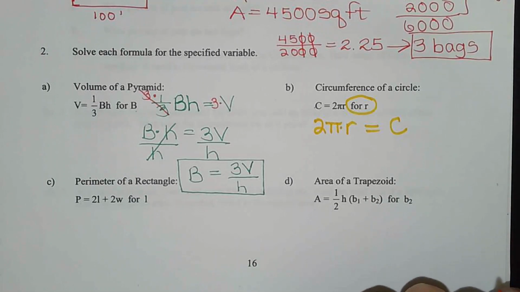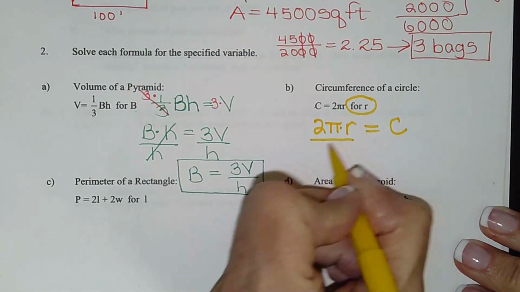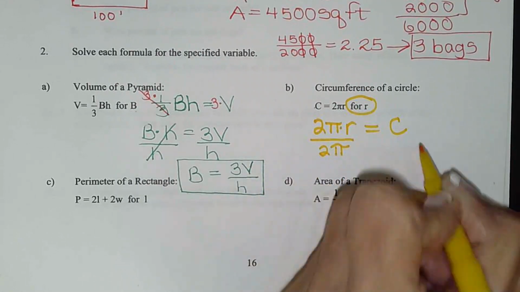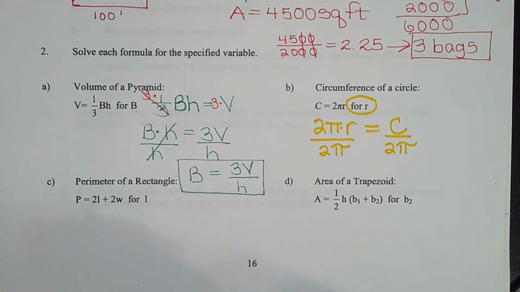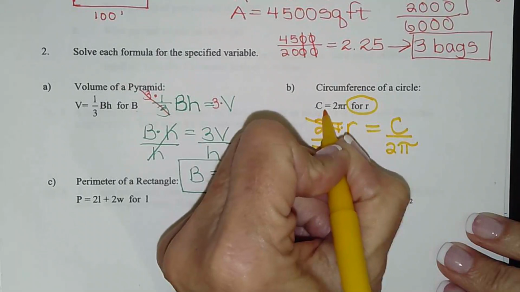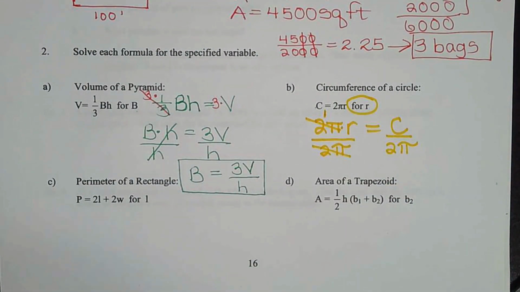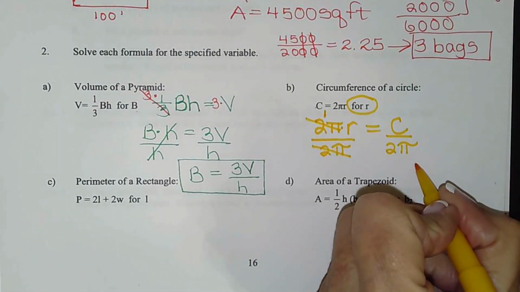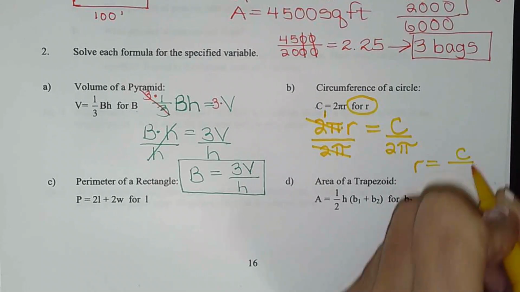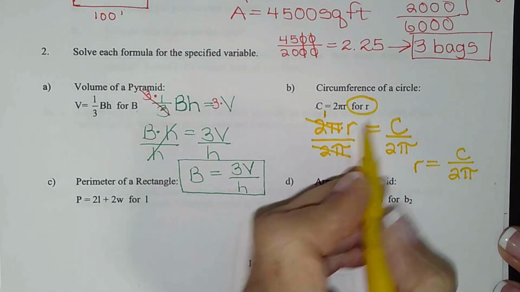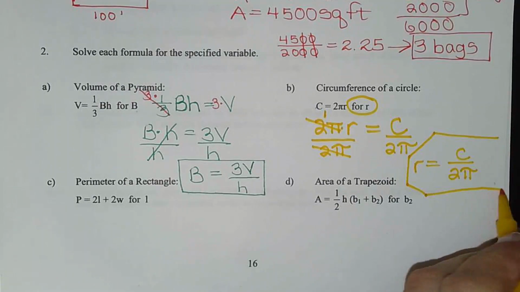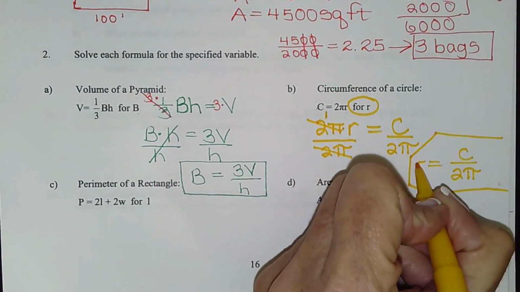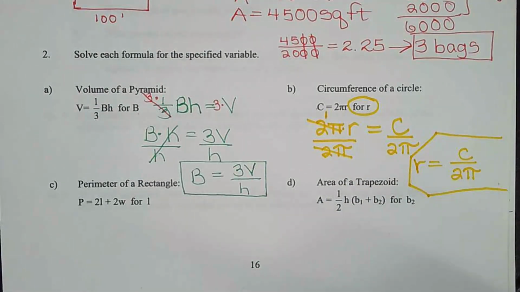Well, to get R alone, we do the opposite. And I'll tell you, students make these so much harder than they have to be. They are no harder than solving with numbers, and usually easier. You just have to remember you're undoing. You're doing the opposite. So 2 pi divided by 2 pi, gone. And so my R is now alone, so my answer is going to be C over 2 pi. Once you get the letter alone that they're asking you to solve for, you're done. So R equals circumference divided by 2 pi.